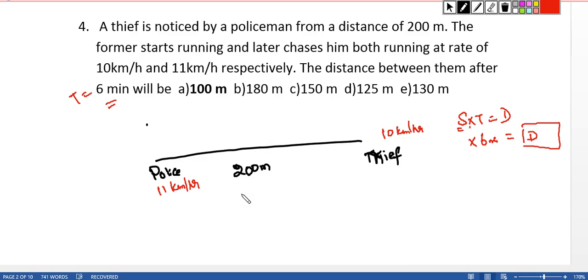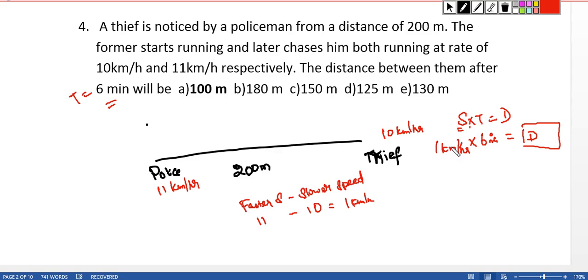So what's the relative speed between the police and the thief? It is faster speed minus slower speed, right? So faster speed is 11 km per hour minus slower speed, which is equal to 1 km per hour. So this is our speed. Our speed is 1 km per hour and the time taken is 6 minutes to cover a particular distance. So if we solve this, we'll get the distance covered in that time.